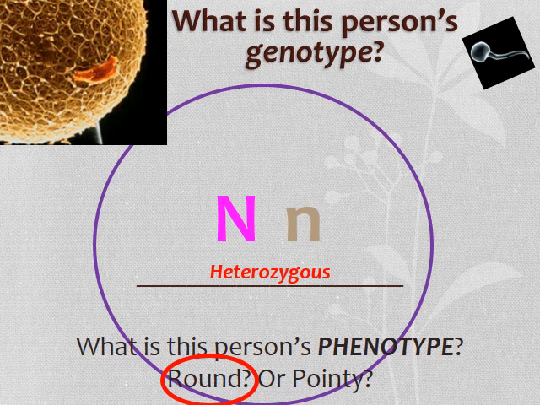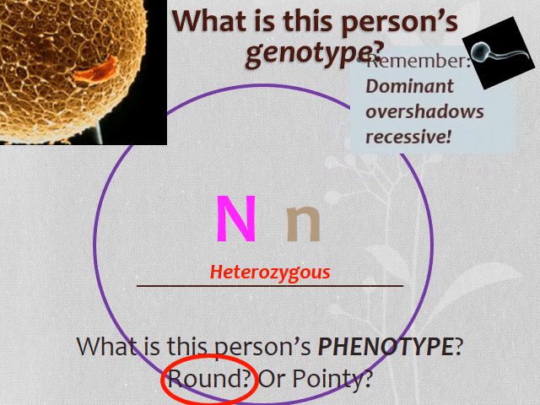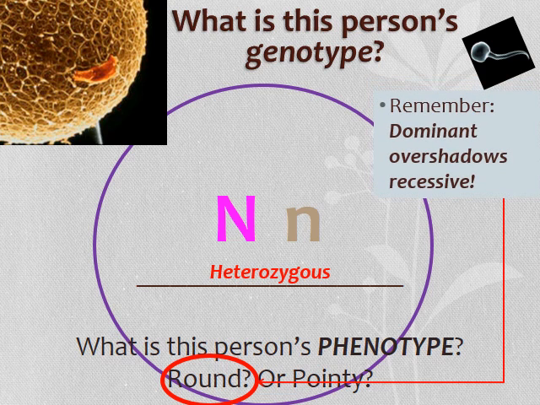And remember, round is dominant to pointy. So as long as there's a dominant letter there, it's going to show the dominant phenotype. Remember, always the dominant overshadows recessive. So big N, round, will always overshadow pointed.